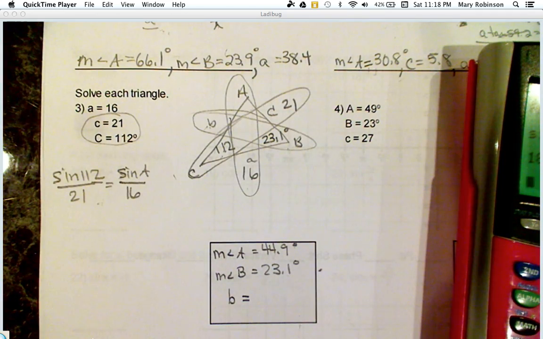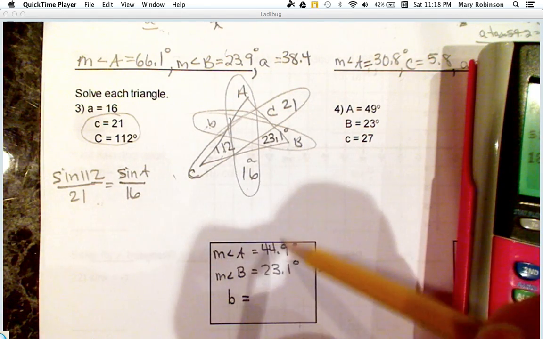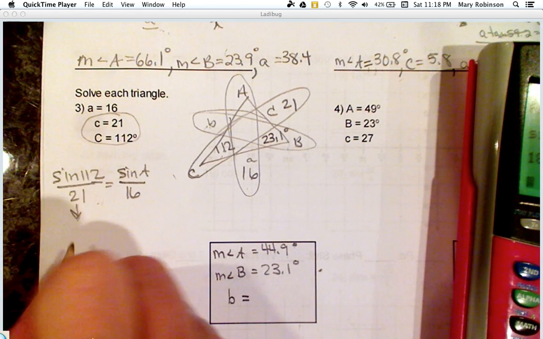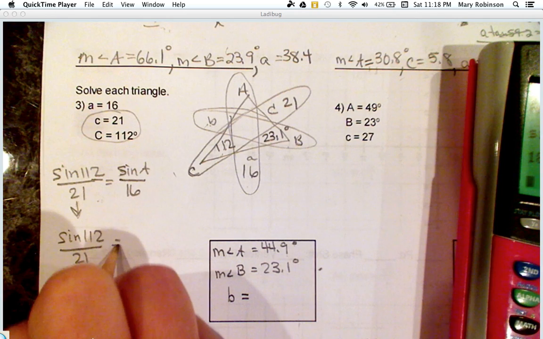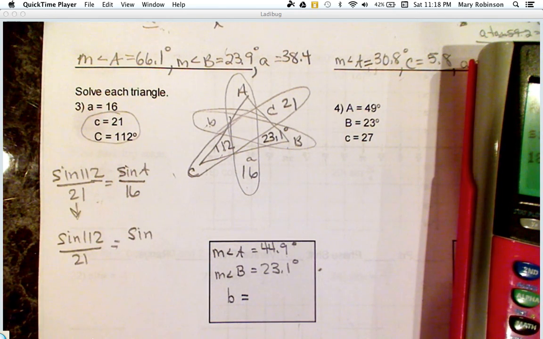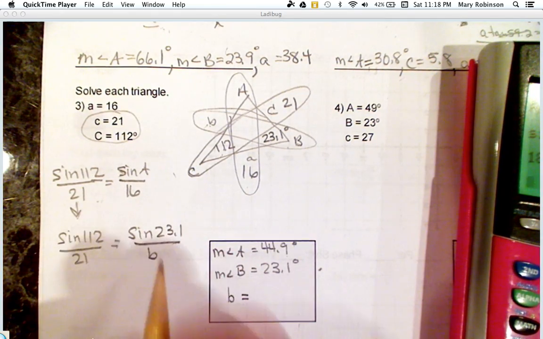So I'm going to set up another trig ratio, but rather than use the approximated value we got for angle A, I'm going to use this exact value from the first ratio we already used and set up another one. So sine of 112 over 21 equals the sine of B, which is 23.1, over side B.